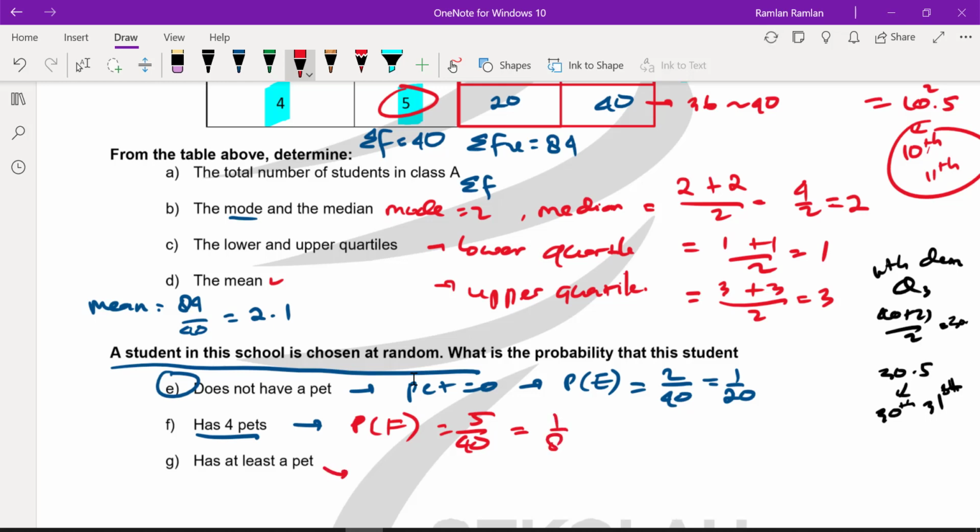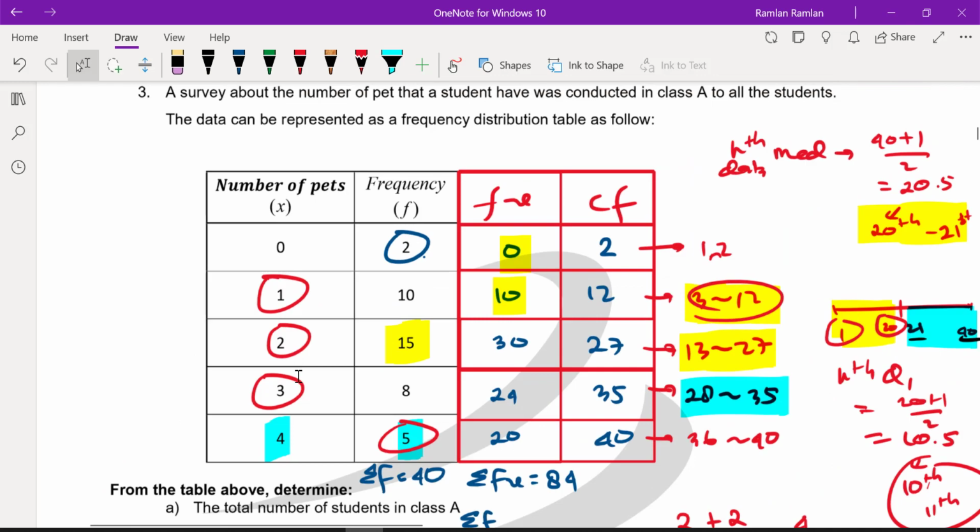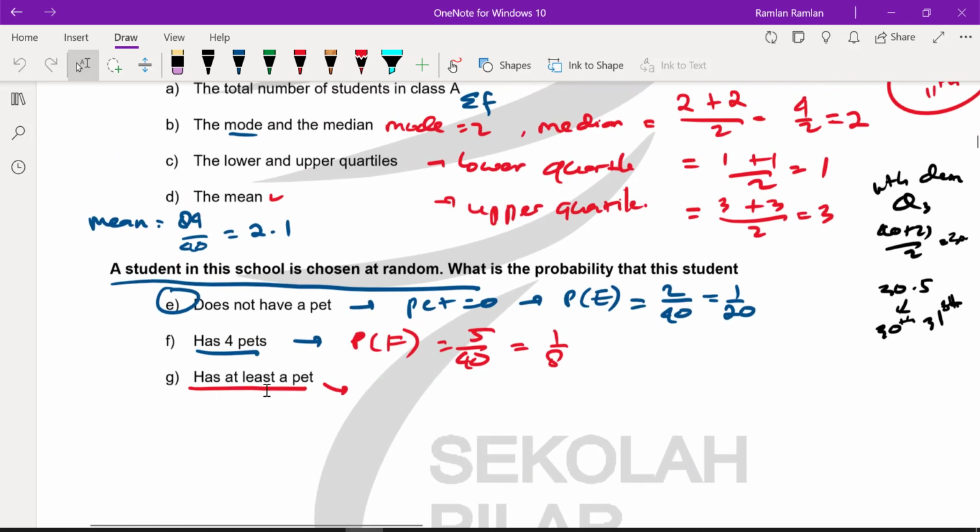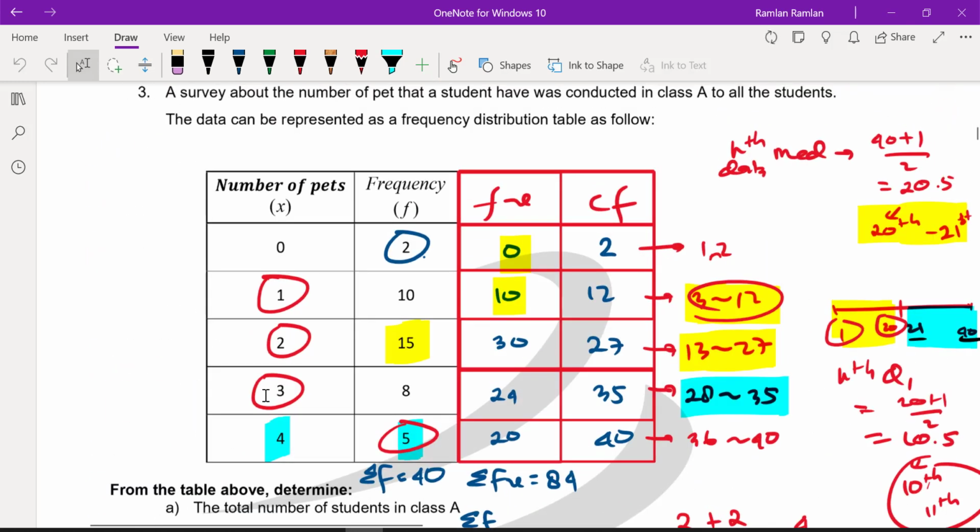Okay, and then the next one is "has at least a pet," meaning that you can see we have 0, 1, 2, 3, 4. If I say has at least a pet, you can have this, this, this, or this. That student might have 1 pet, 2 pets, 3 pets, or 4 pets, because at least 1 means that this one is not going to be included. So we only need to add these numbers.